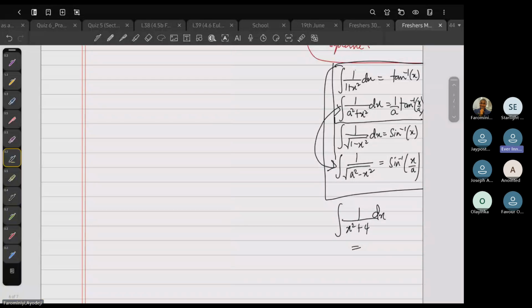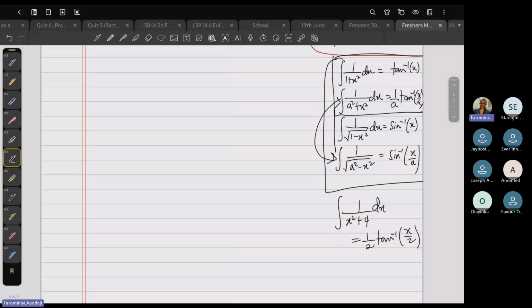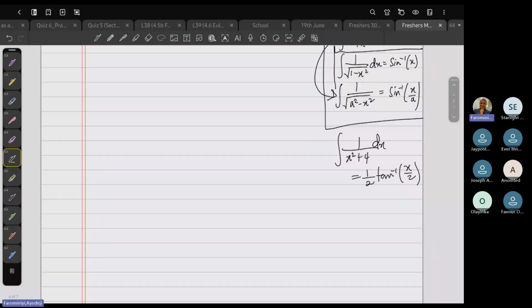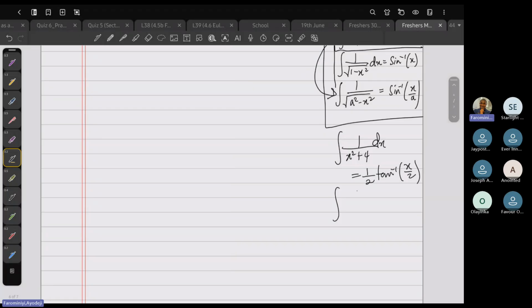1 over 2 tan inverse of x over 2, not 1 over 2. So it is 1 over 2 tan inverse of x over 2. You can see how simple it is. What if it is 1 over x squared plus 5 dx? I want somebody else to try it.